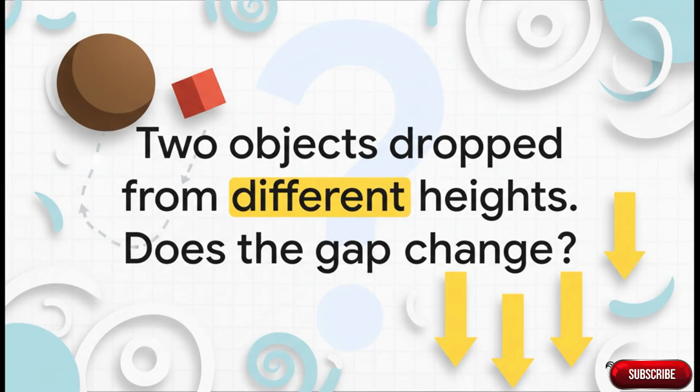And before we go, I want to leave you with a little brain teaser to think about. If you drop two objects from two different heights, but at the exact same time, what happens to the gap between them as they fall? Does it stay the same? Does it get bigger? Or does it get smaller? The answer might surprise you, and it has everything to do with the constant acceleration of gravity.